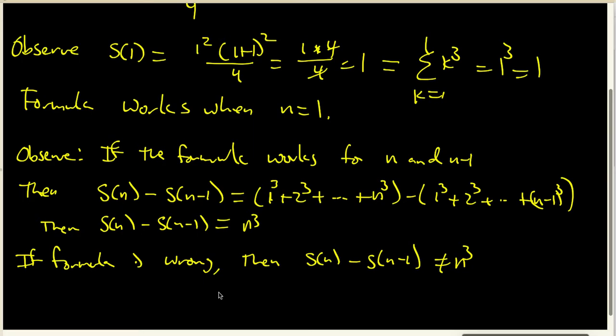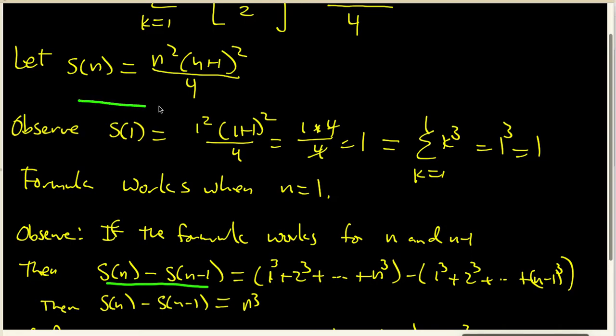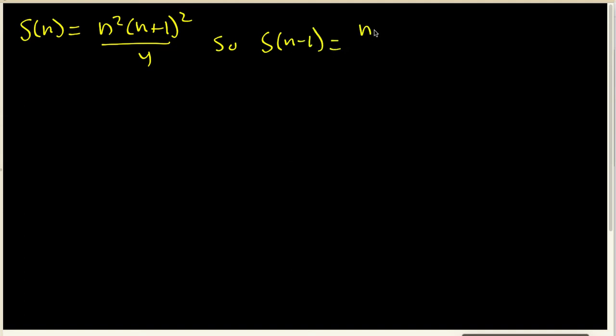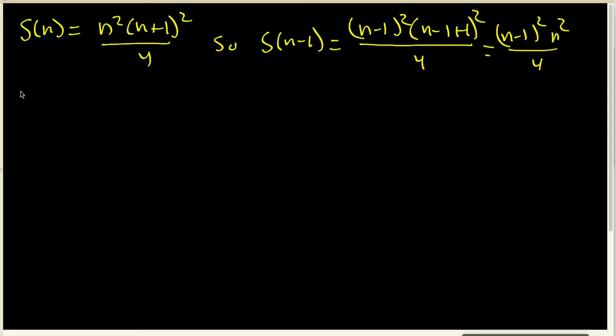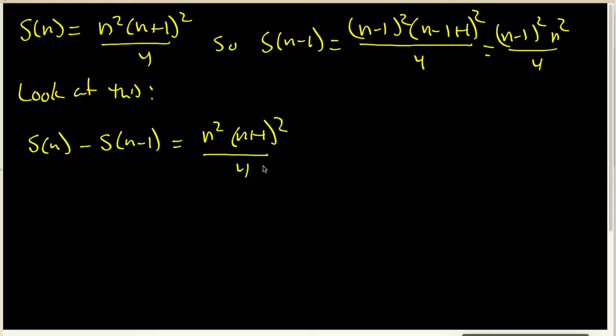And so what I want to now do is look at this particular algebraic thing, given that we have defined S_n by this expression. So let's now look at writing down what we need to do. S_n, by definition, is n squared times n plus 1 quantity squared over 4. So S_(n-1) is going to be n minus 1 quantity squared times n minus 1 plus 1 squared over 4. But that simplifies to n minus 1 squared times n squared over 4. And look at this. If I look at S_n minus S_(n-1), we're going to have n squared times n plus 1 squared over 4 minus n minus 1 squared times n squared over 4.